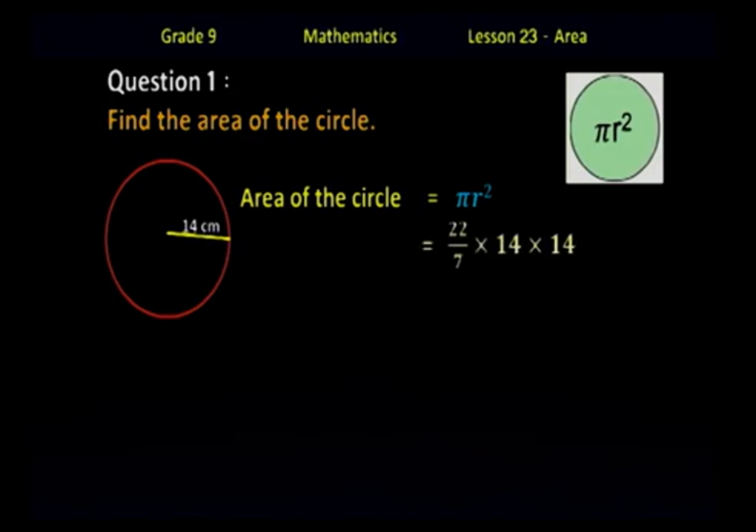Then how can we get the answer? You can use pi as 22 upon 7. 22 upon 7 multiplied by 14 again by 14, because r squared, you know, is r into r. Then 7 and 14 you can cut. 14 divided by 7 is 2. Then multiply them together: 22 into 2 into 14. The answer is 616 square centimeters. Don't forget to put the correct units, square centimeters.